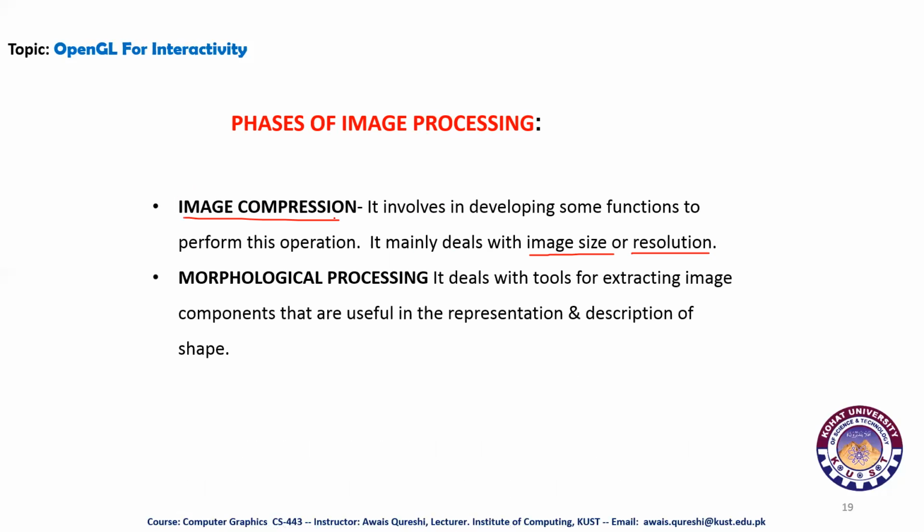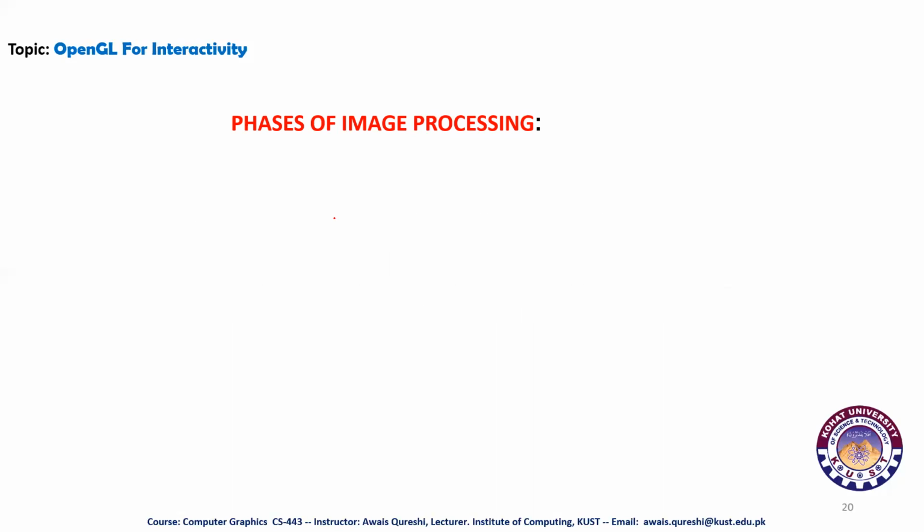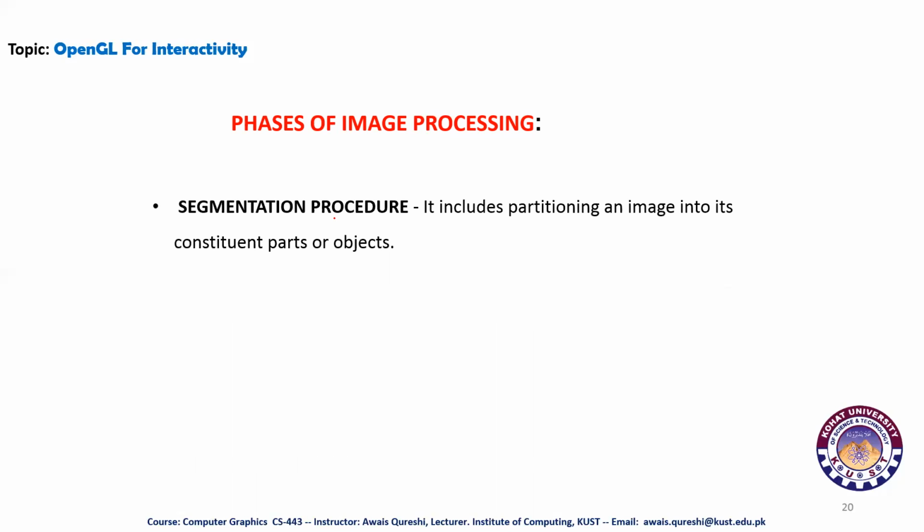The sixth one is morphological processing. It deals with tools for extracting image components that are useful in the representation and description of shape. Morphology is basically a broad set of image processing operations that process images based on shapes. So when we are processing images based on shapes, then we call it morphological processing. Processing of an image based on its shape is called morphological processing. So let's move on and see what the other phases of image processing are.